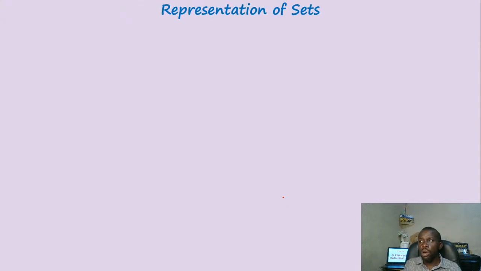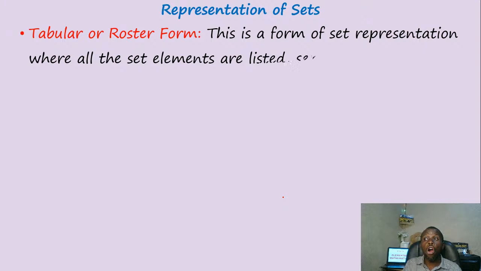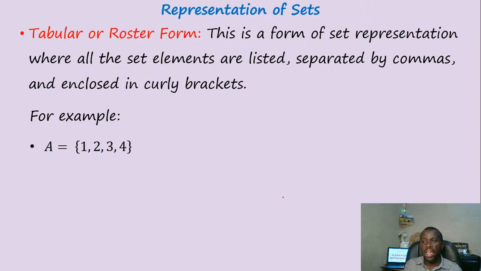Now, let's talk about the representation of sets. We have the tabular or roster form. This is a form of set representation where all the set elements are listed, separated by commas, and enclosed in curly brackets. Now, let's look at an example. We have A equals 1, 2, 3, 4. Can you see that we list all the elements and put commas there? 1, comma, 2, comma, 3, comma, and the last element 4. We put it inside the curly braces. That is the tabular or roster form.